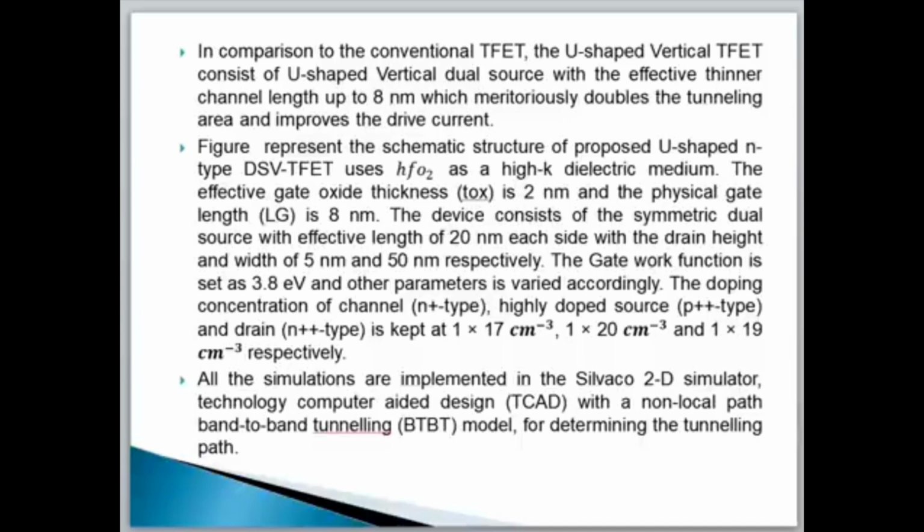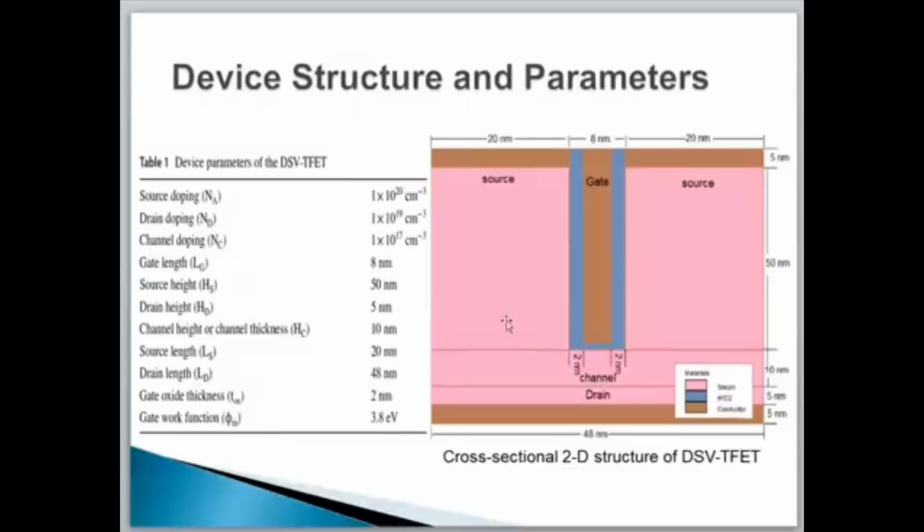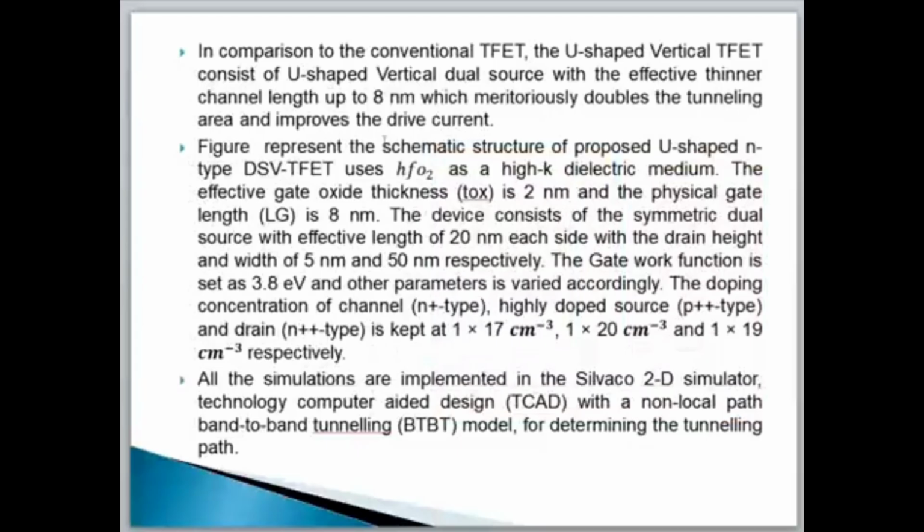The figure in the next slide, that is this one, is the proposed structure. The figure represents the schematic structure of the proposed U-shaped N-type dual source vertical TFET. It uses HfO2 as a high-k dielectric medium, and the effective gate oxide thickness is 2 nanometer and the physical gate length is 8 nanometer. The device consists of a symmetrical dual source with an effective length of 20 nanometer each side, with a drain height and width of 5 nanometer and 50 nanometer respectively.